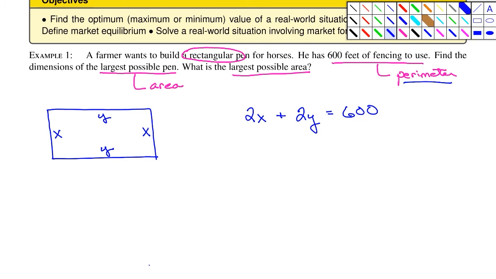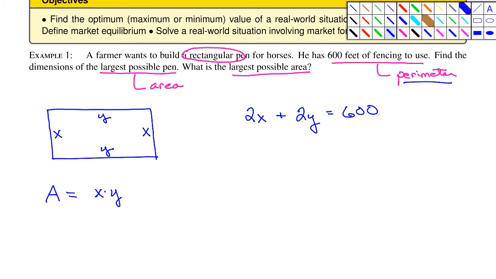Then I'm going to come over here and I'm going to talk about the area. And the area of a rectangle is length times width. So that's X times Y. Now the problem here is I have 2 different variables. I have an X and a Y. And I really want to reduce this down to 1 variable so that I can use all the stuff I know about functions right now.